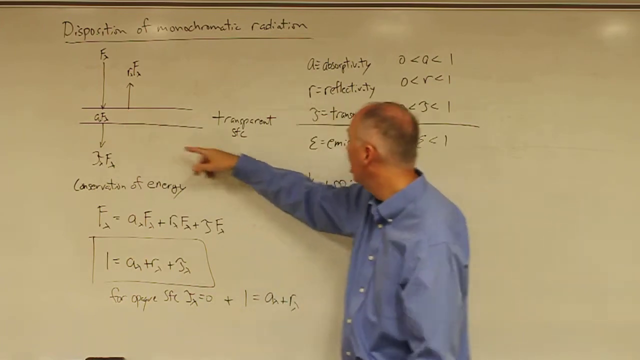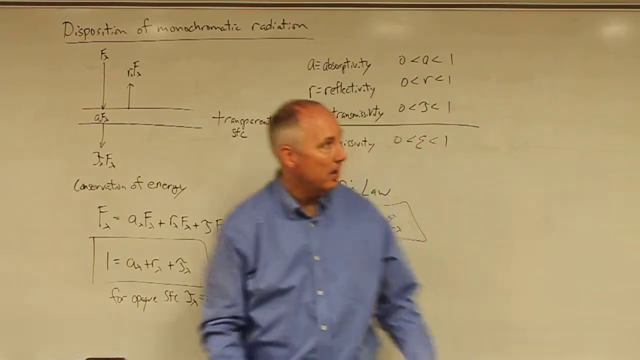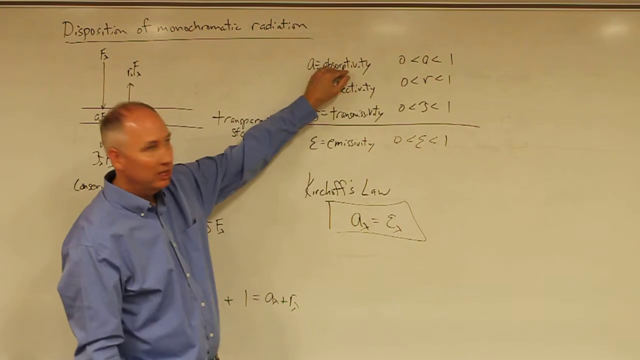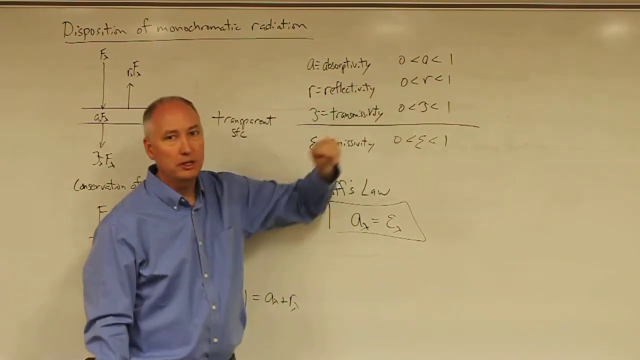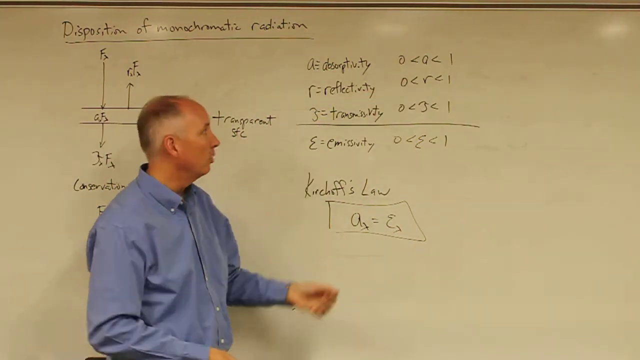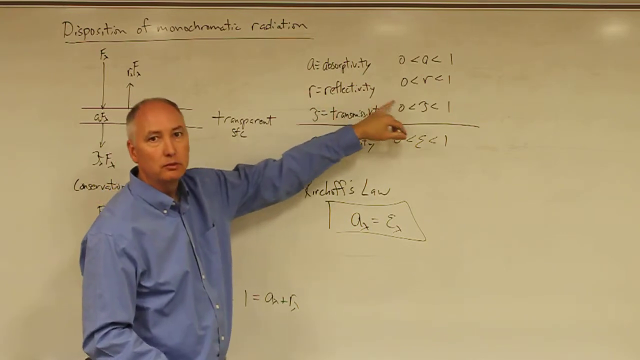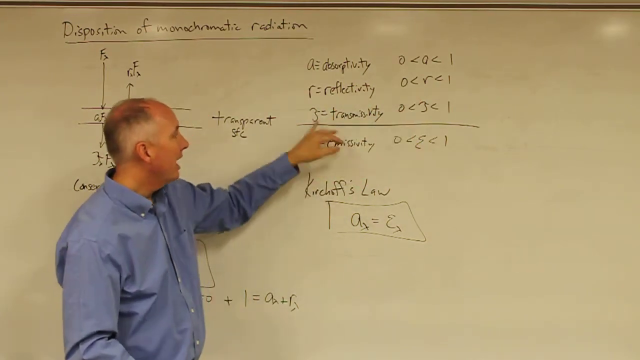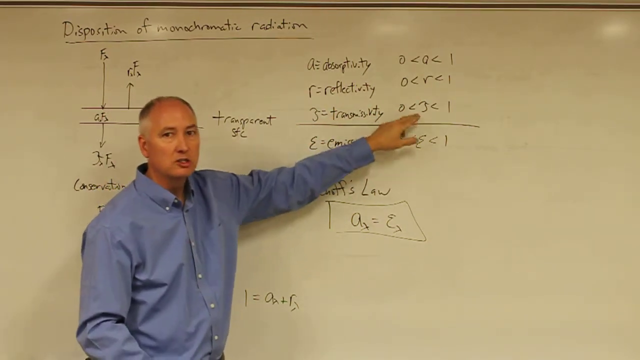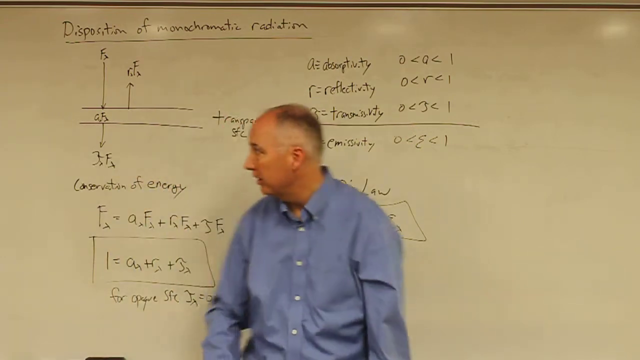Where we have our definitions of A is equal to our absorptivity, and A, by definition, has to be between 0 and 1. R is the reflectivity, which must be between 0 and 1. And tau is the transmissivity, which also must be between 0 and 1.